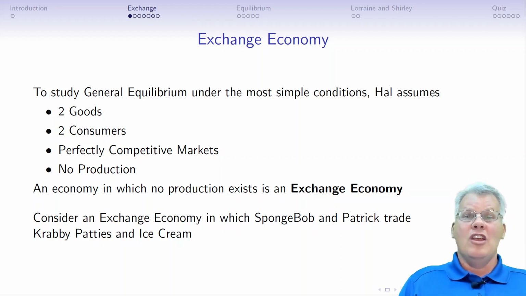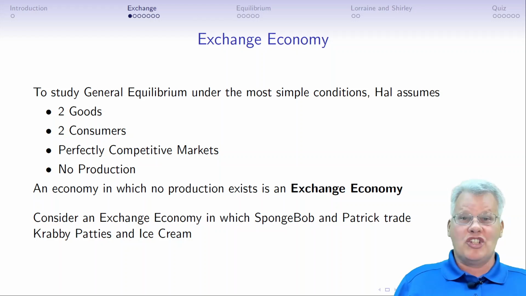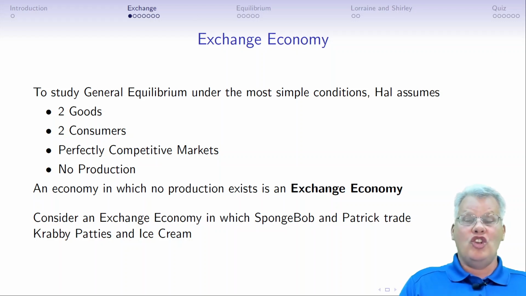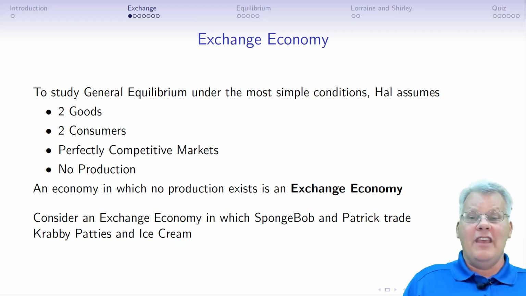And finally, we will assume that there's no production. What this means then is that the quantities of both goods that are available are only the quantities that exist in the economy before trading. Hence the name an exchange economy. Literally what happens in this simplified economy is the two consumers trade one good for the other with the other person.